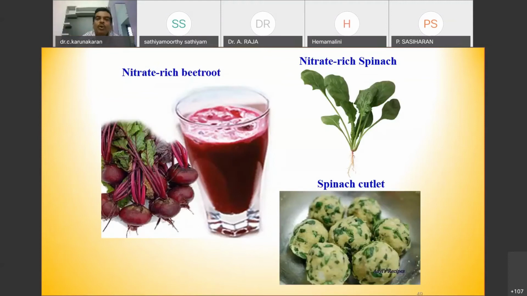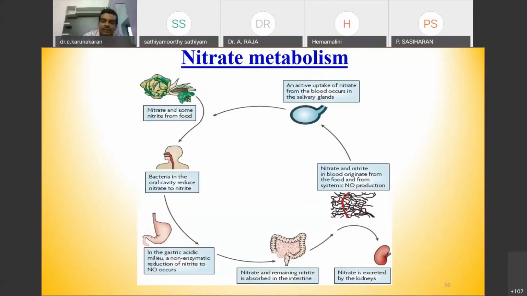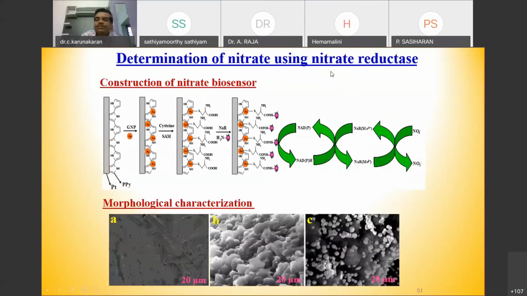So, how does nitrate work in our body? Actually there are no specific enzymes in our body, but there are some nitrate reductase enzymes in our oral cavity, where nitrate is reduced. How much nitrate is present in a blood sample, saliva sample, urine sample, or beetroot juice? So we have developed a nitrate biosensor to measure the level of nitrate concentration in beetroot and so on.